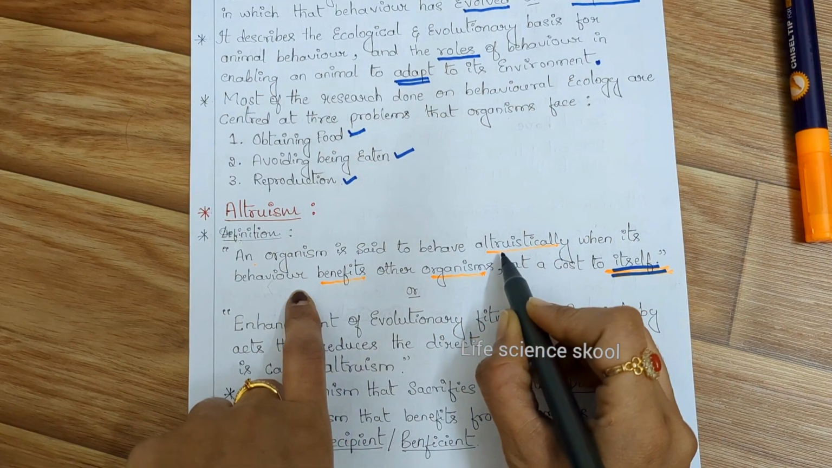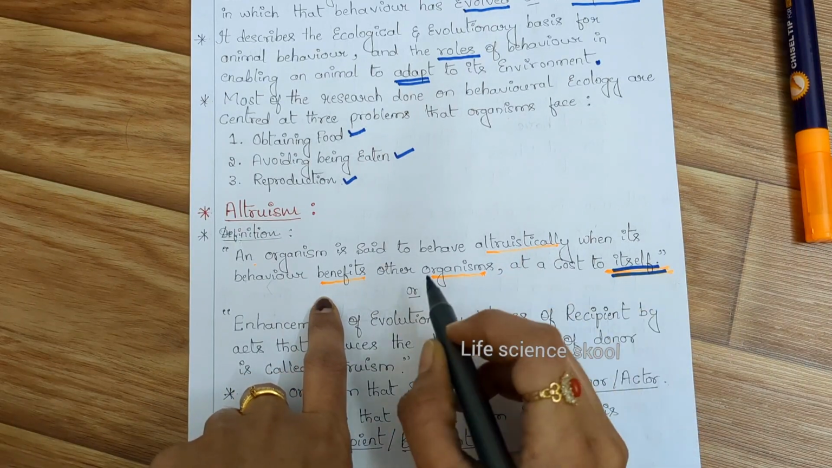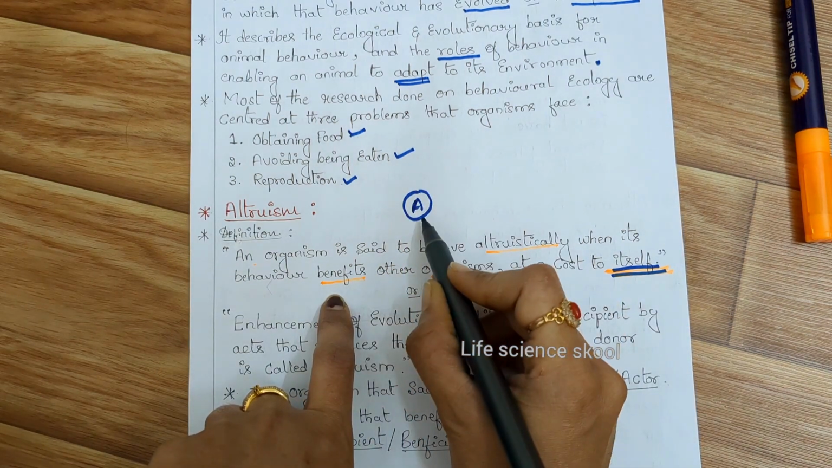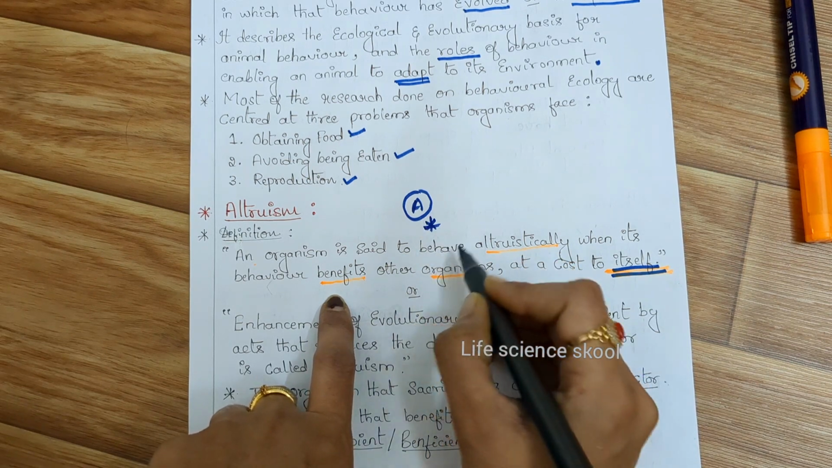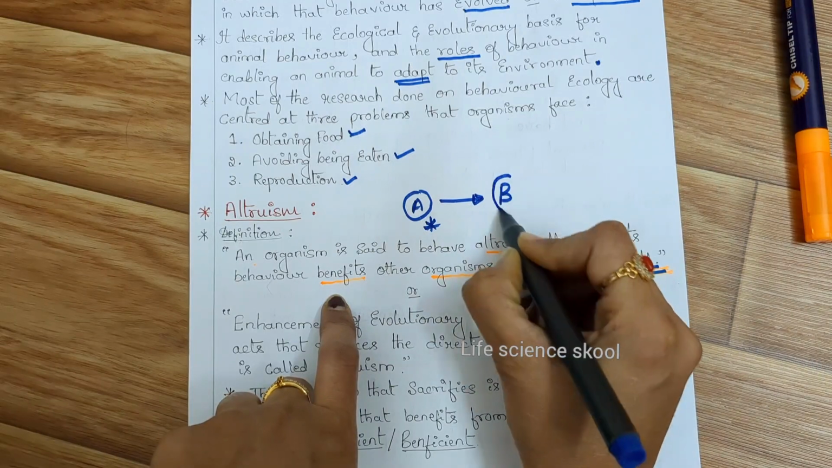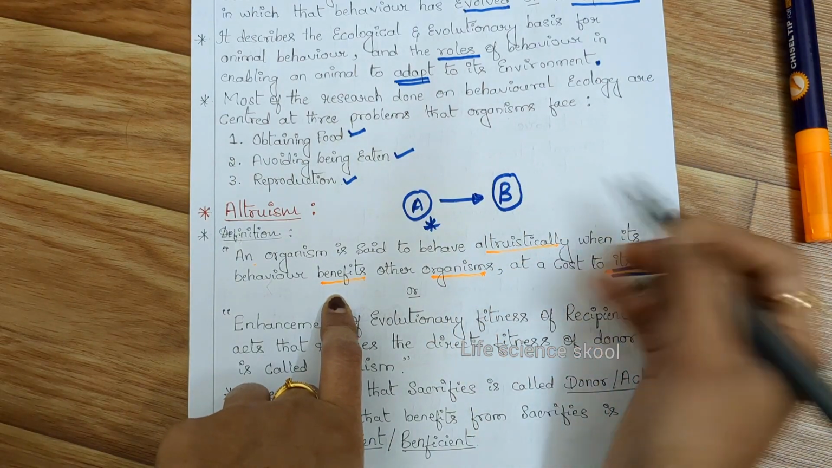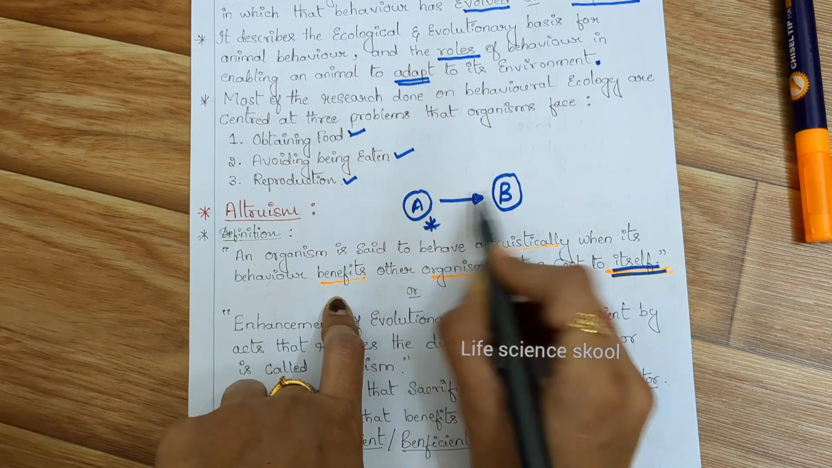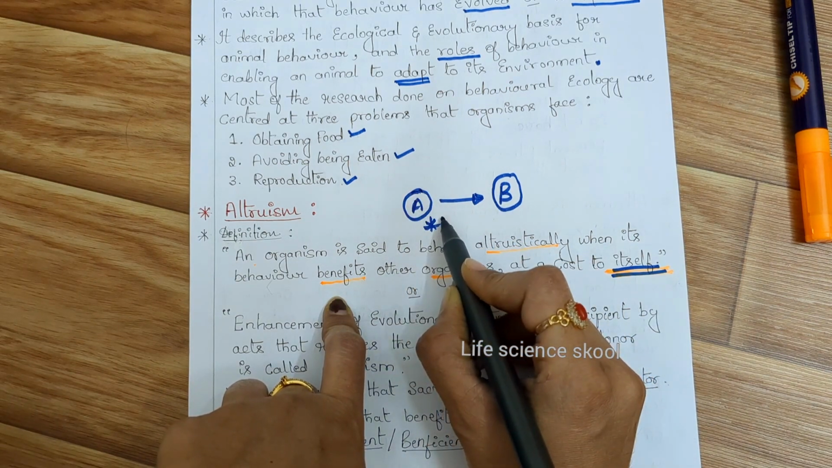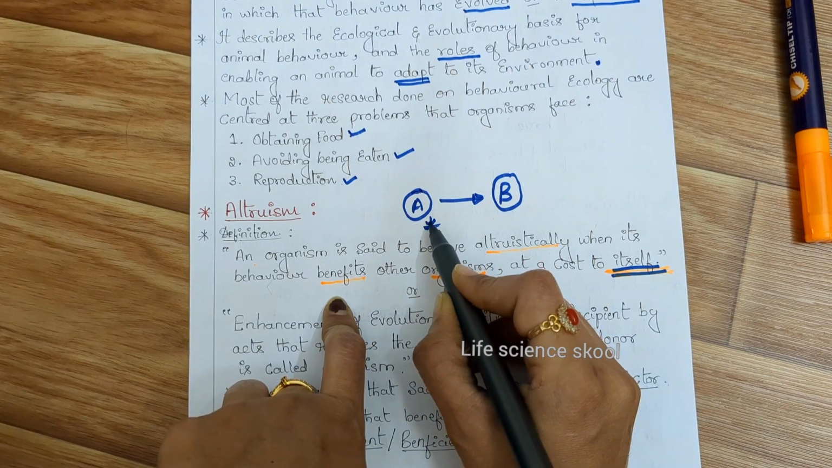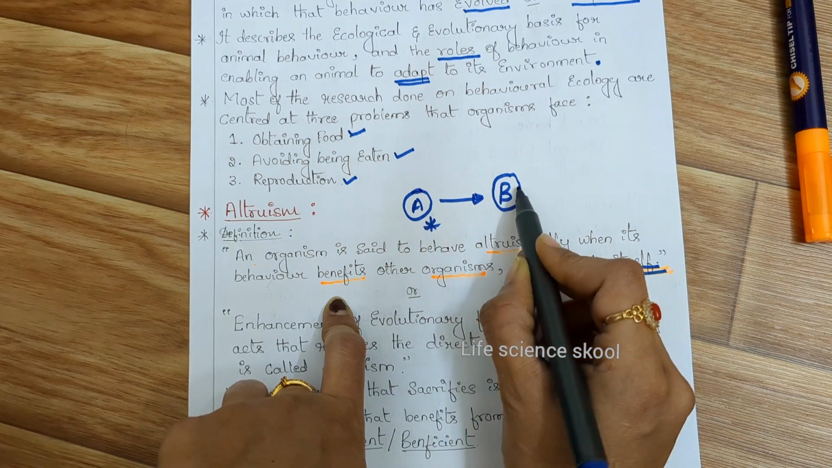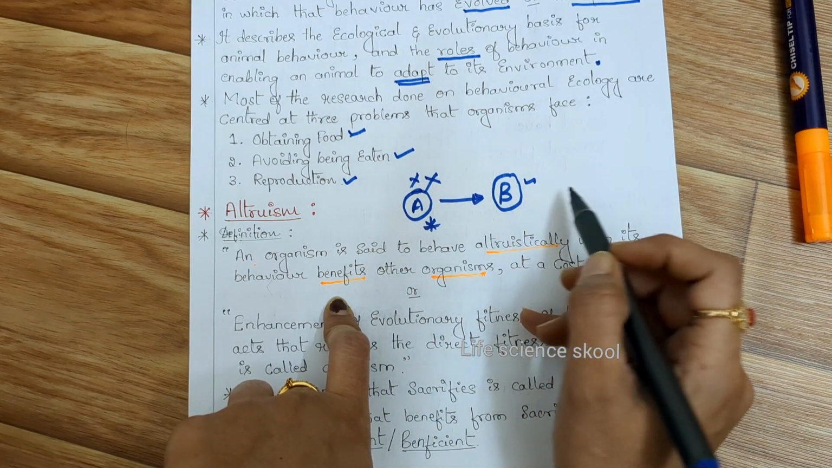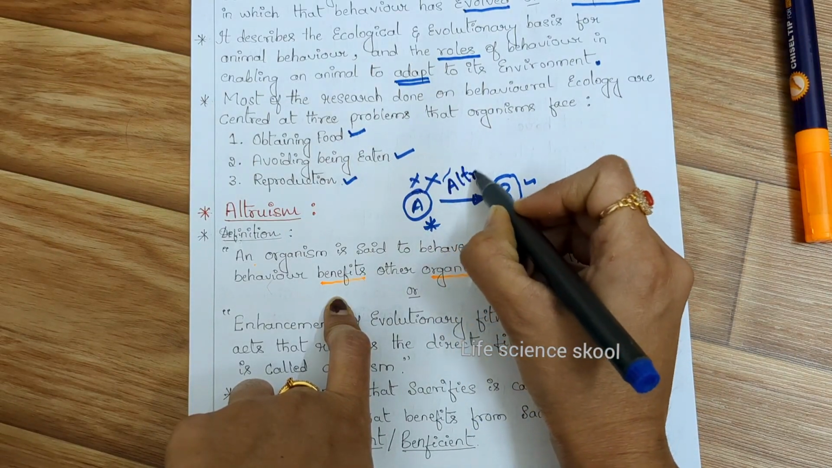So when you say one organism is behaving altruistically, think there is an organism called A, and it is showing some behavior, and this behavior is going to help another organism B. It may be another species or it may be within the same species. A's behavior is helping B, but A shows this behavior at a cost. There is some loss for A, but still it shows the behavior. That kind of behavior is called altruism.